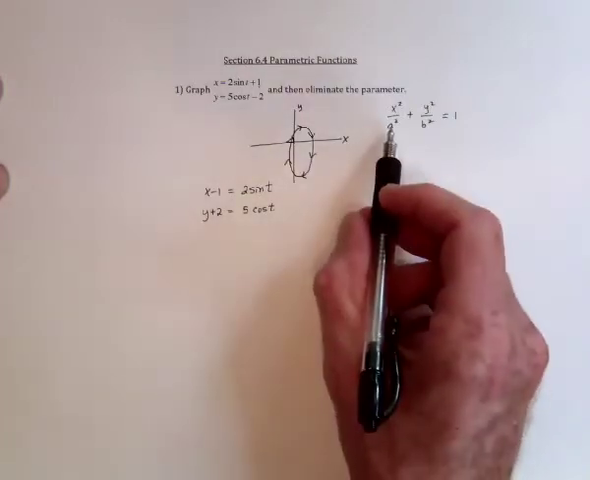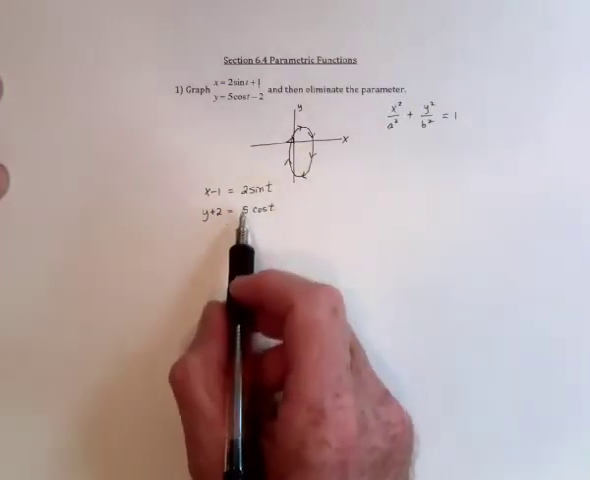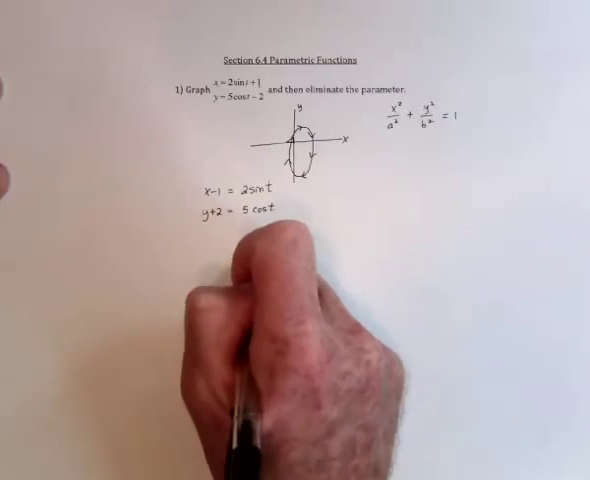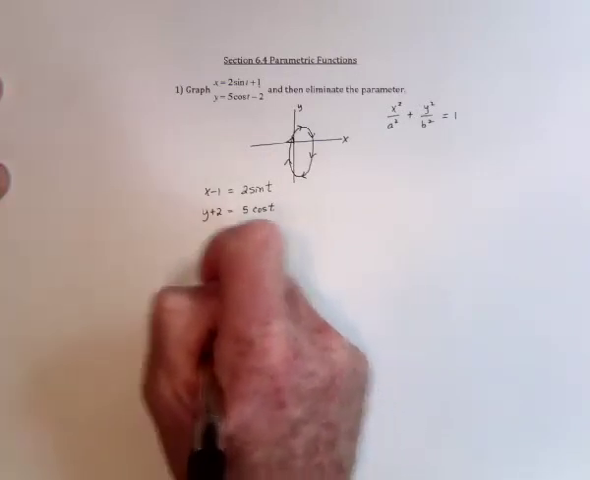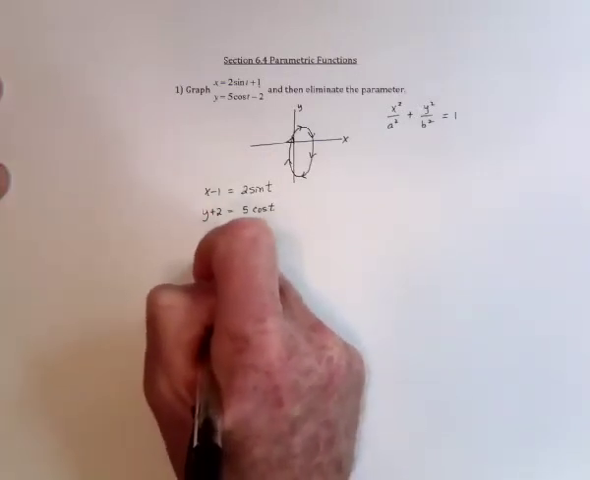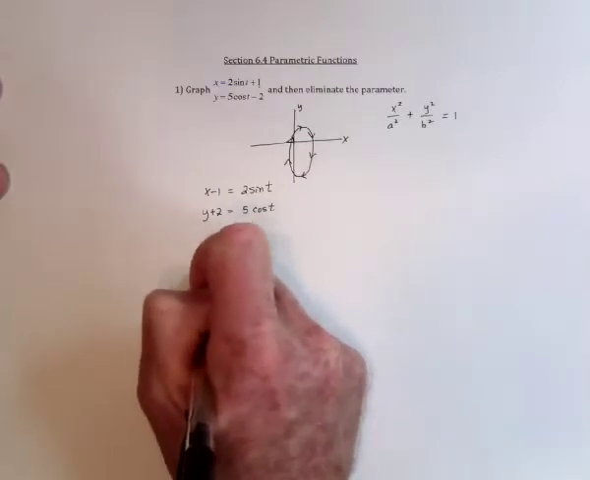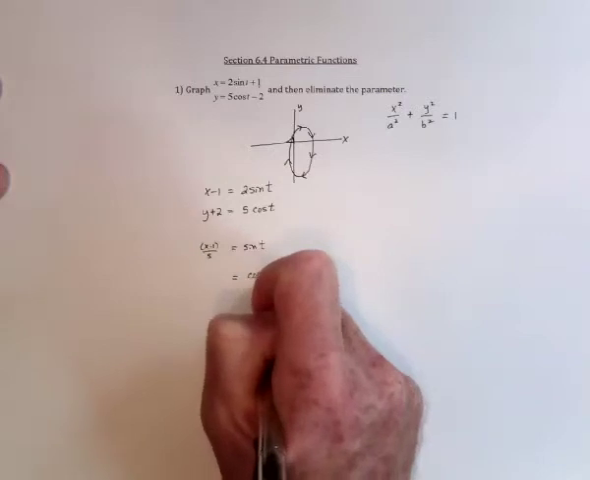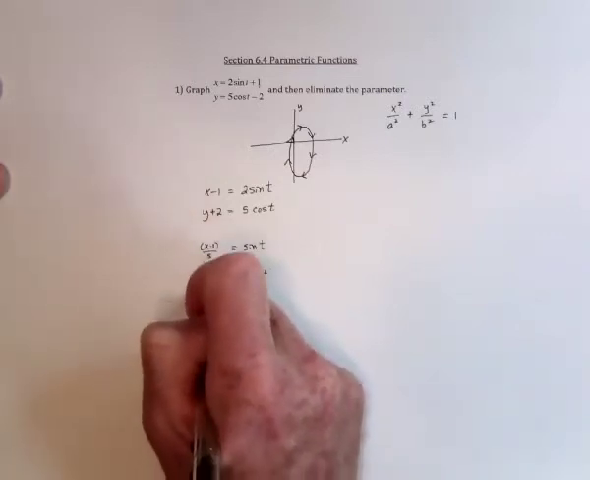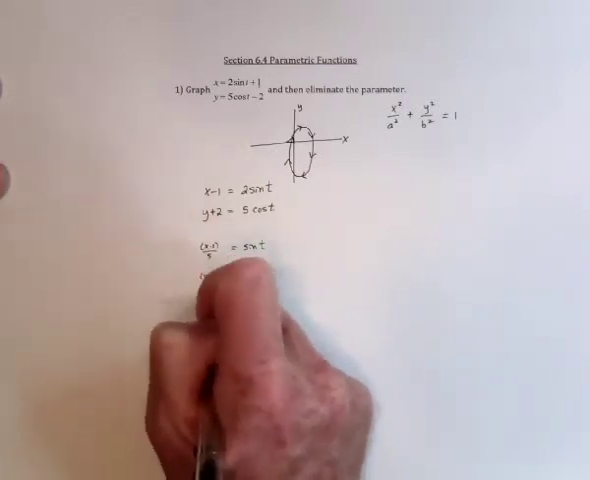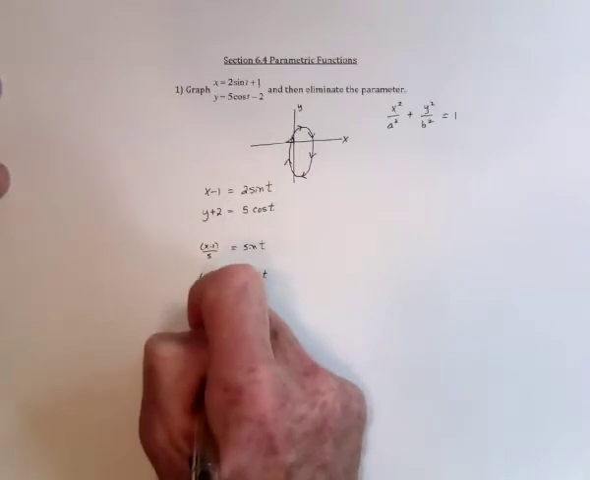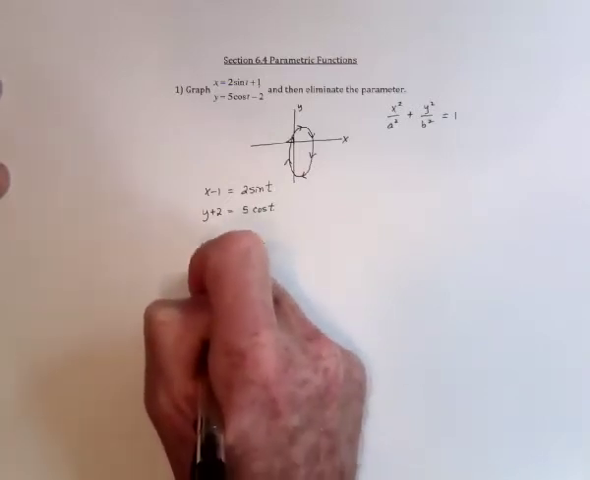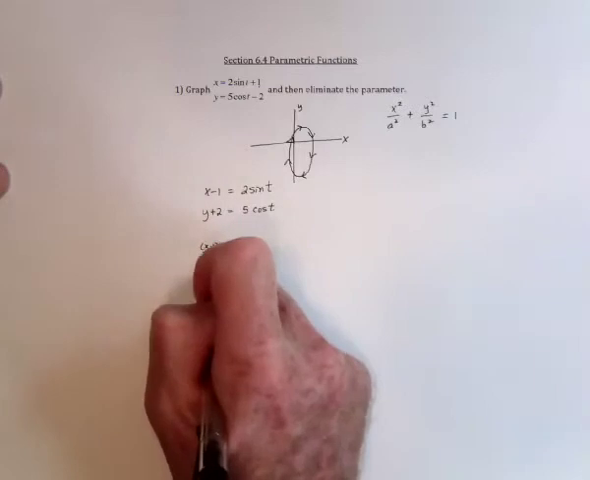And then here's where this dividing idea comes in. Divide by 2 and divide by 5. So sine of t equals x minus 1 divided by 2, and then cosine of t equals y plus 2 divided by 5. I looked at the wrong number on this one. This one's divided by 2.